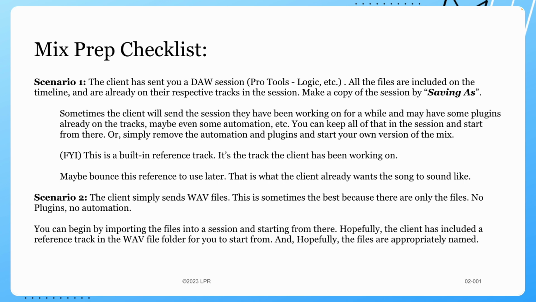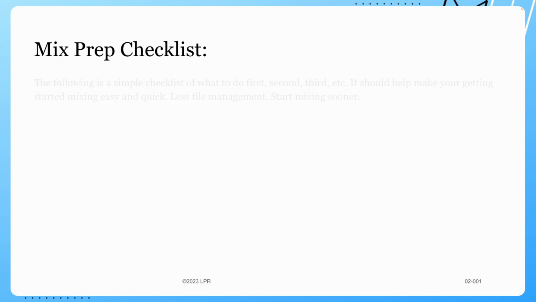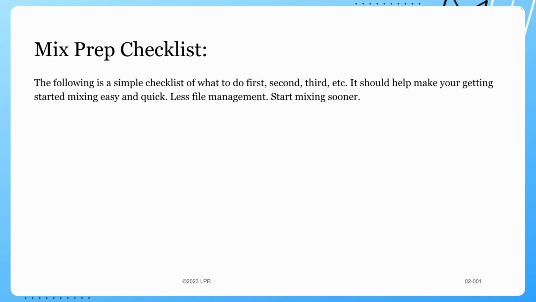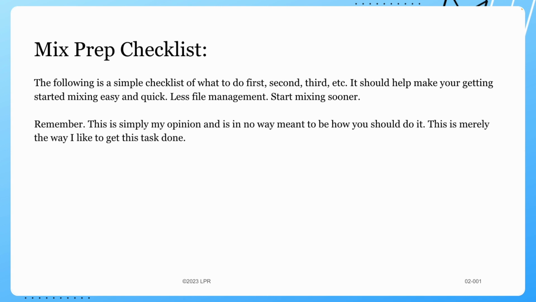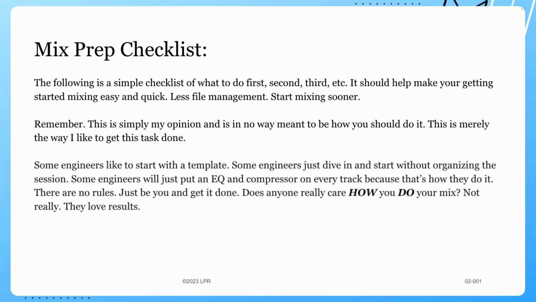Hopefully the client's included a reference track in the WAV file folder for you to start from, and hopefully those files are appropriately named. The following is a simple checklist of what to do first, second, third. It should help make getting started easier and quicker, okay? Less file management so you can start mixing sooner. Remember, this is simply my opinion and in no way meant to be how you should do it. This is merely the way I like to get this task done, okay?